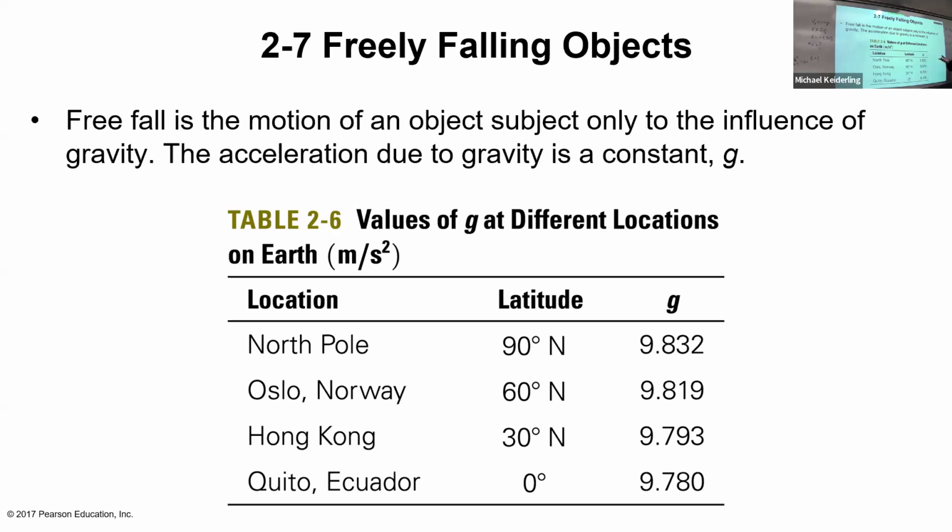And it actually varies depending on where you are. It will vary with latitude. At the North Pole, it's a little bit higher, 9.832. In Norway, at 60 degrees north, it's about 9.819. In Hong Kong, at 30 degrees north, it's 9.793. And at the equator, it's about 9.780. So it does depend on where you are on Earth. Basically, because the Earth is spinning, that reduces it a little the further away you are from the axis.